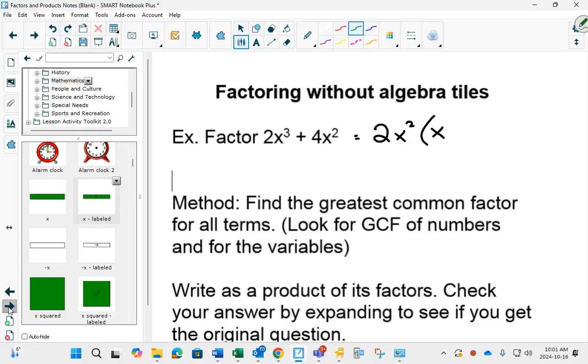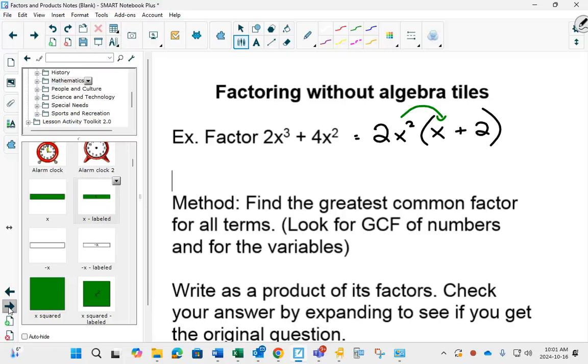Can you see that in that first one, you only need 1 more x to make 2x cubed. And in the second one, you could pull out an x plus 2. So we're looking for that greatest common factor.